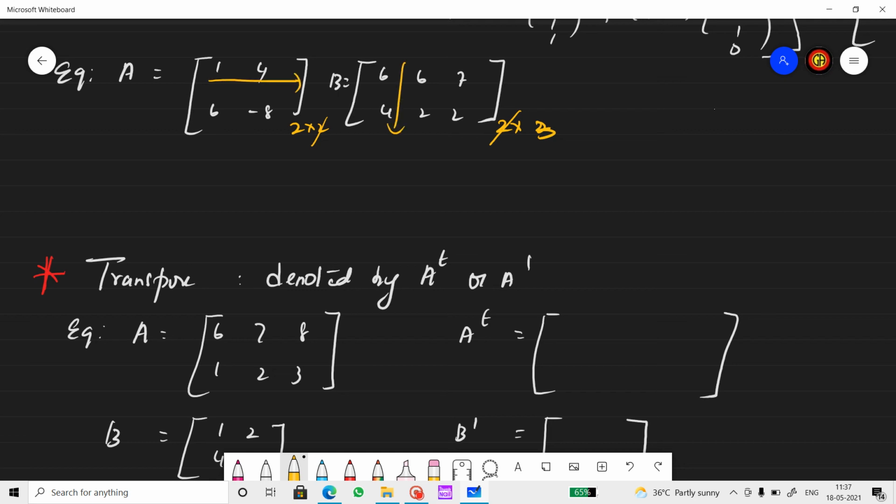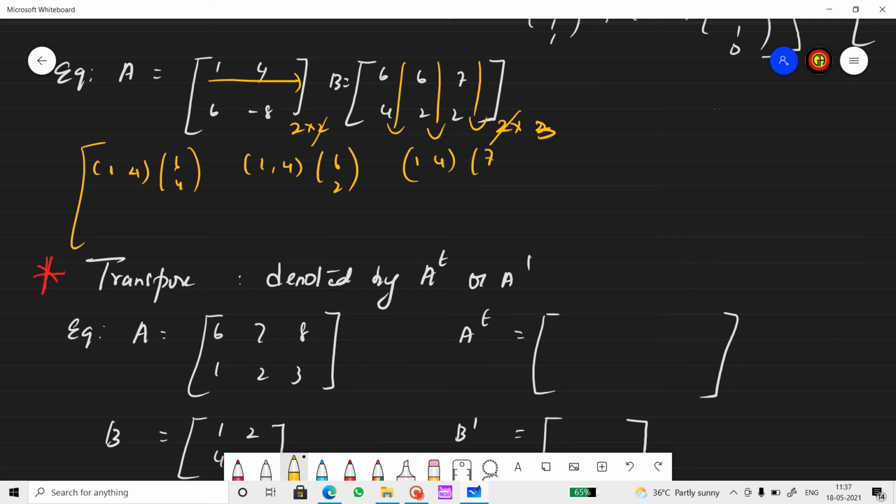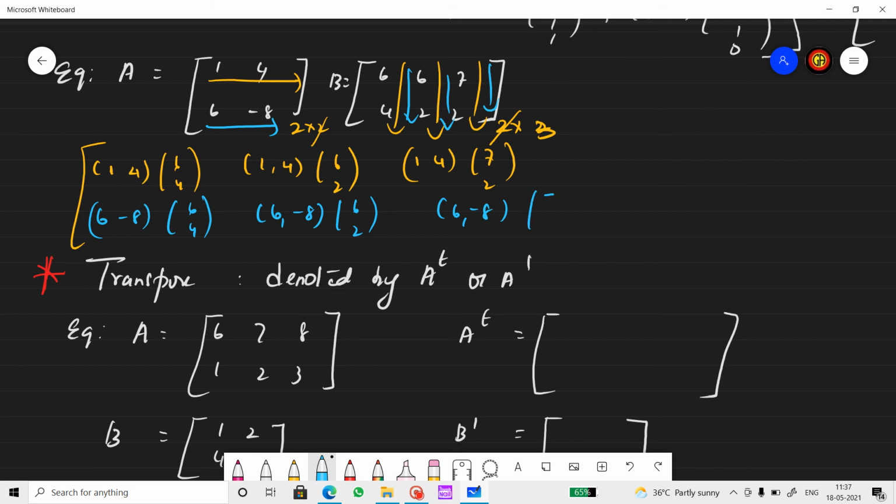First row with all columns first, right? So, 1, 4 multiplied with 6, 4. 1, 4 multiplied with 6, 2, and then 1, 4 multiplied with 7, 2. Then it is the second row with all the columns, right? So it means 6 and minus 8 multiplied with 6, 4, 6 and minus 8 multiplied with 6 and 2, 6 and minus 8 multiplied with 7 and 2.